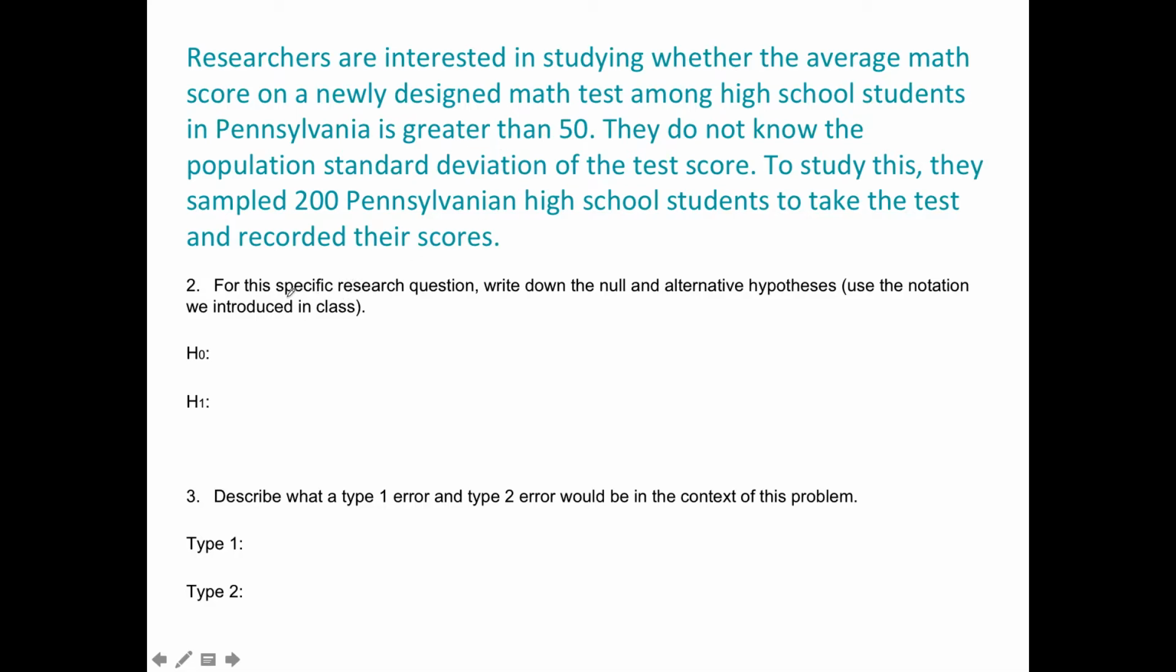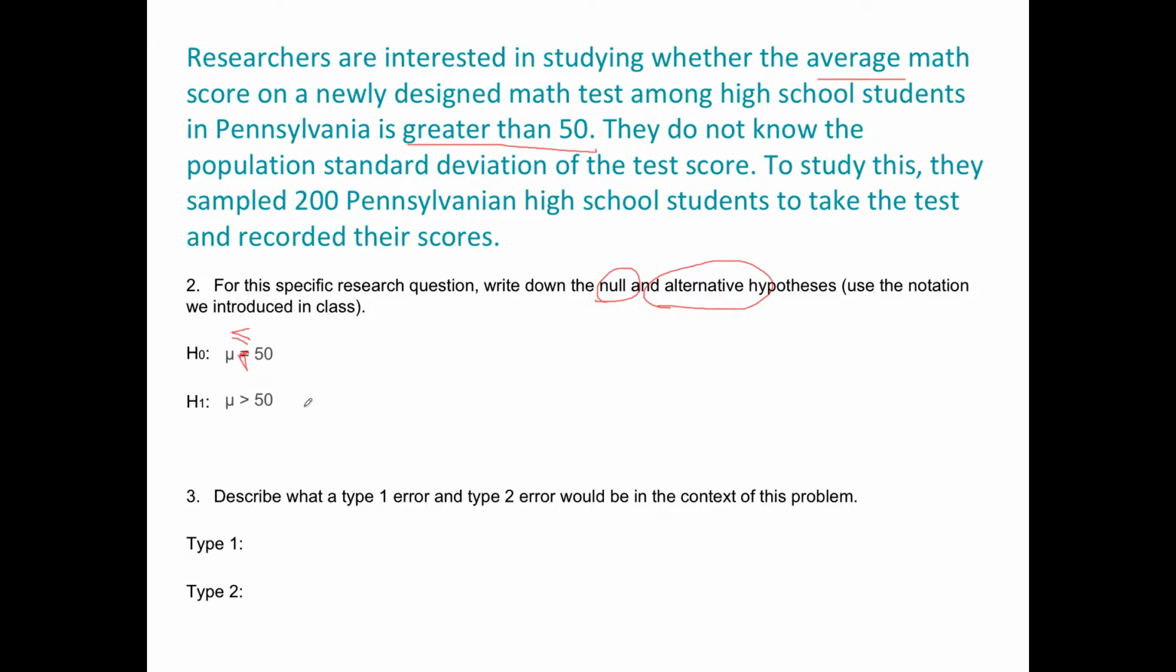And for the specific research question, they want to know if the average is greater than 50. We need to do what's the null and alternative. Sometimes you do this, smaller or equal to, because you want this to be the complete set.